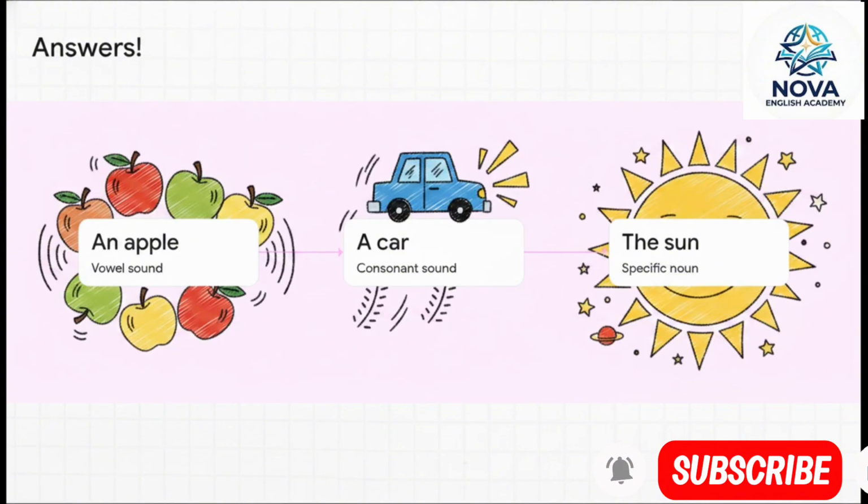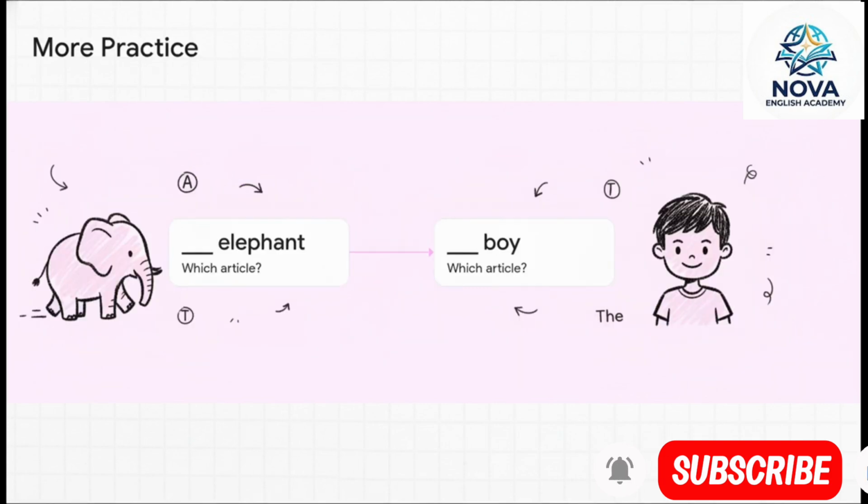Number 1 is an apple, all thanks to that smooth vowel sound. Number 2 is a car, because of the hard C consonant sound. And number 3 is the sun, because, yep, it is a highly specific, one-of-a-kind noun. Excellent! Let's keep this rapid-fire quizzing going with the final 2 examples from the source material.